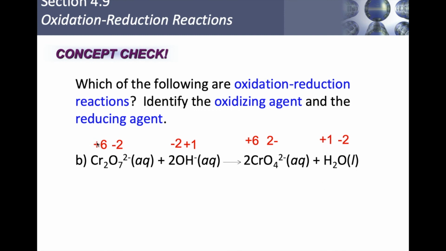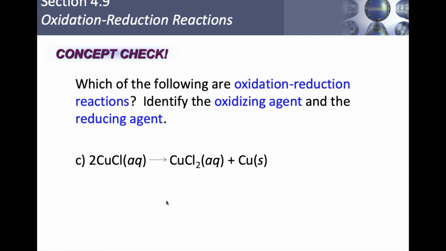Notice, hey, look, all of these are the same. +6, +6. -2, -2, and -2. +1, +1. That means that nothing is going on here. This is not a redox reaction. So B is definitely wrong. All right, let's try C.